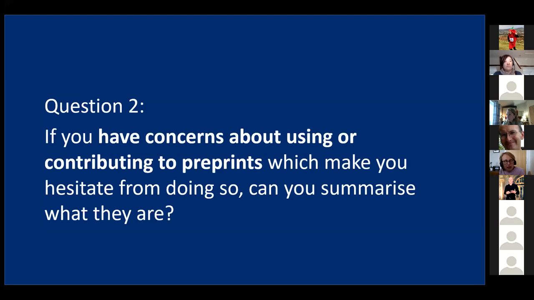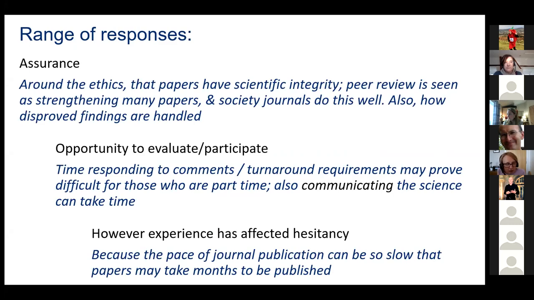The second question that I asked was, if our researchers had concerns, what were they? Why would they not publish preprints first? So we had a range of responses around the scientific integrity of the papers. Peer review can be seen as strengthening papers, and society journals do that well. There were issues around the time it takes to respond, particularly the turnaround time for responding to comments. But as well, you can see that experience has totally swept away hesitancy for some researchers. So there does seem to be an understanding that preprints are here to stay for the foreseeable future.